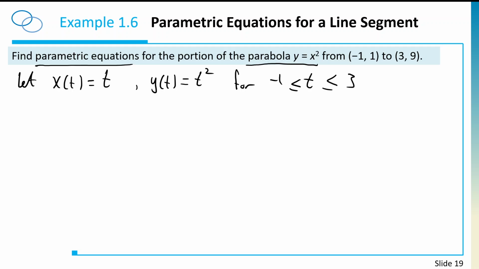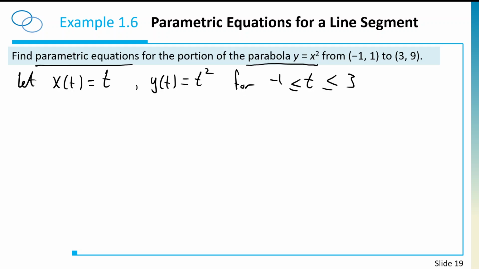But remember, in these questions, you have to introduce the domain for t. So t here is from -1 to 3. Here, no need to graph it. It's only to find the parametric equation. The question asks us to find only the parametric equations. Okay?